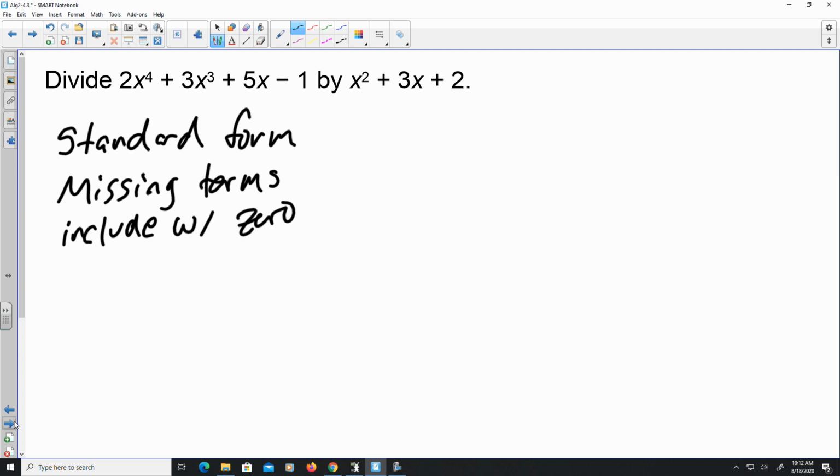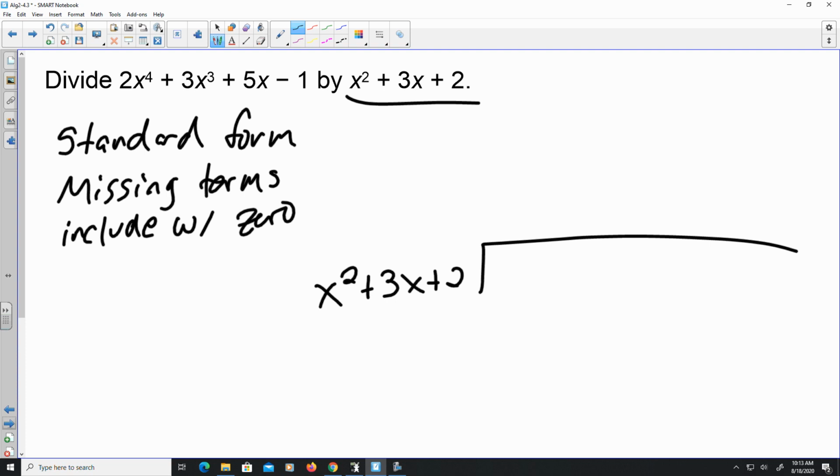Essentially, like this one here, nothing's missing: 2, 1, constant. So this goes to the outside, and what goes on the inside is going to be the 2x to the fourth plus 3x to the third. Since there is no x squared, you're going to replace it as plus 0x squared plus 5x minus 1.